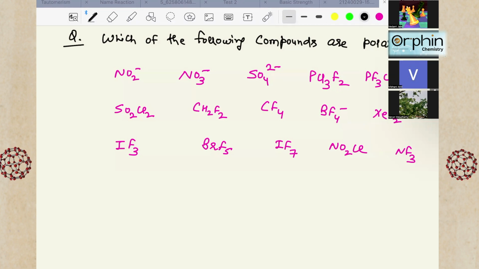JEE Mains 2025 is going on, and today was the first day. I will share the questions which came from the topics which we have done. How is the paper? I haven't seen the paper because it was held today only. Whenever I get a PDF, it is from memory only. The paper will be released by NTA later, but some memory-based PDFs are coming, and they are also authentic. I'll see it.